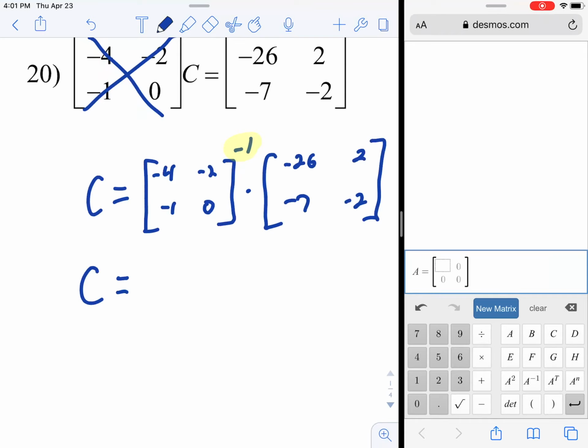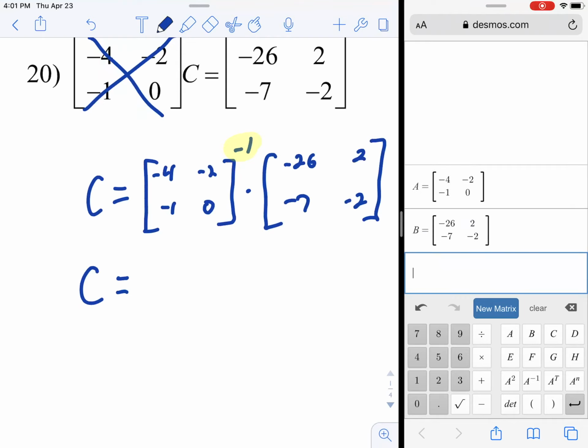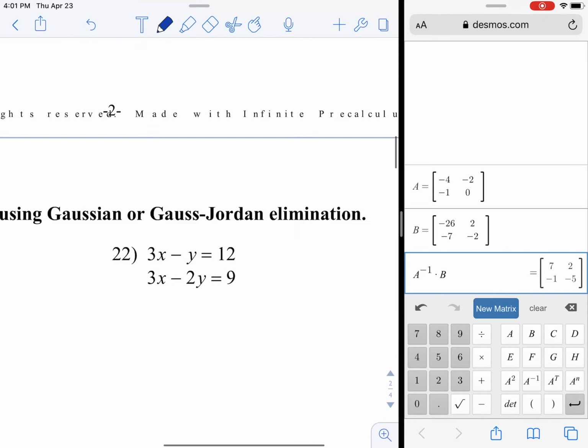New matrix, add, so -4, -2, -1, 0. New matrix, add, -26, 2, -7, -2, enter, and now I need to do A inverse times B, and we end up with 7, 2, -1, -5, and I'll check number 20.